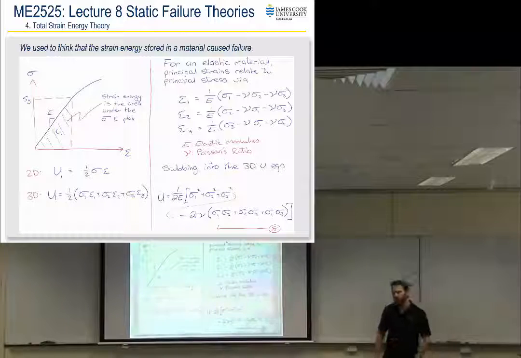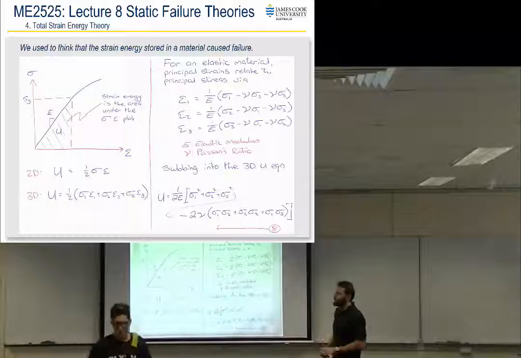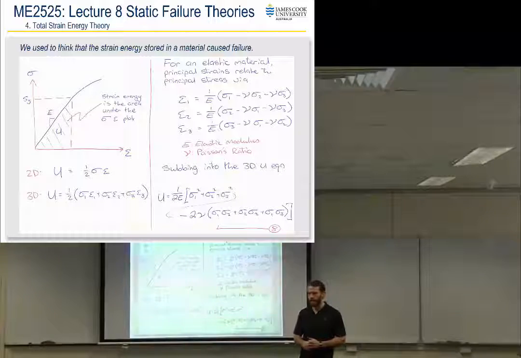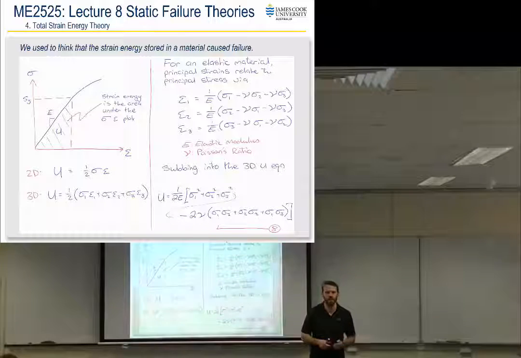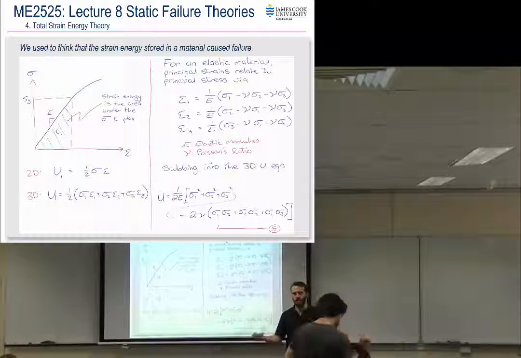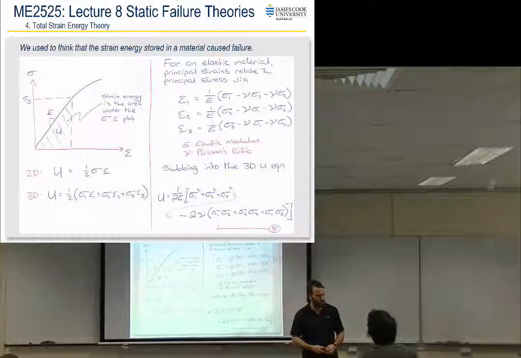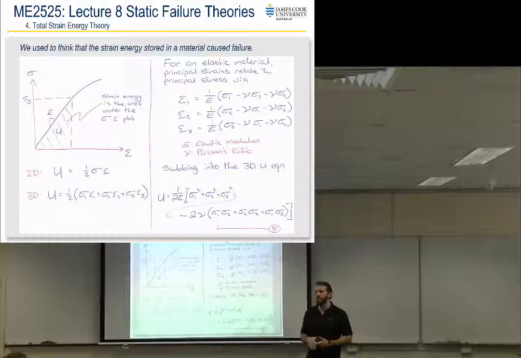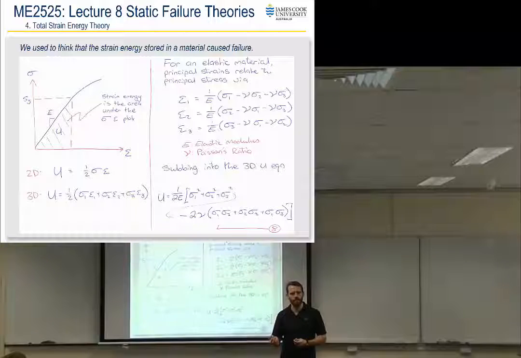So those were the first two really simplistic failure criteria that we looked at. You can picture those as the very early days of engineering, people seeing things break and wanting to build some sort of equation or rule that means you can calculate stress and relate that to whether it's going to break or not. What we're going to talk about today is the evolution of failure theories from that.